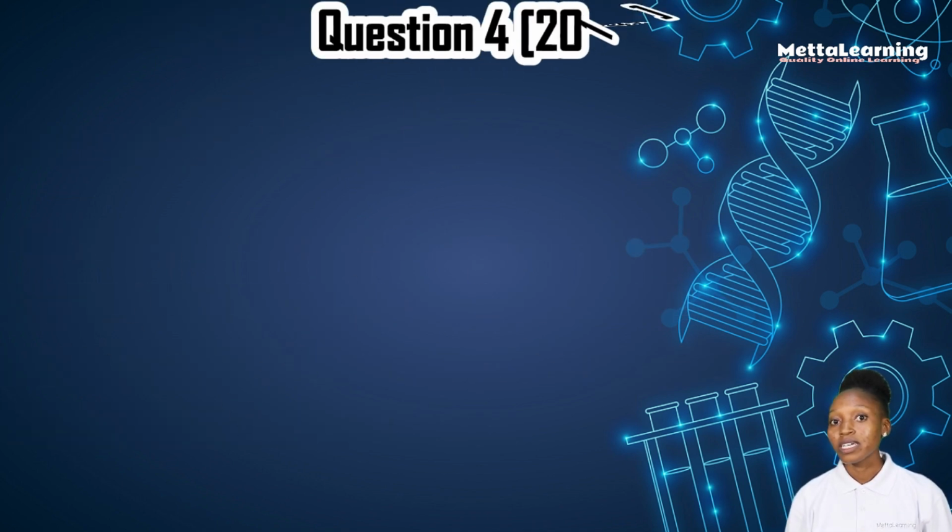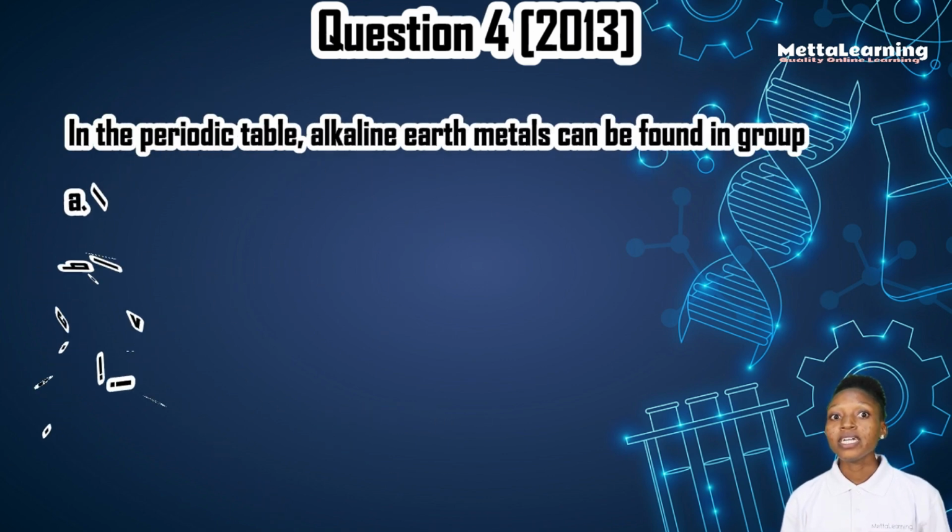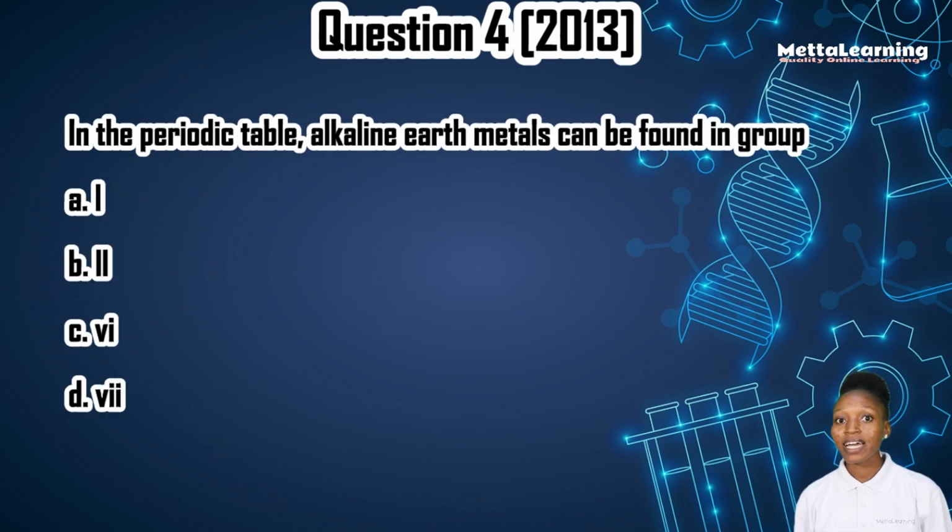Another question, year 2013, question 31. In the periodic table, alkaline earth metals can be found in A. Group 1, B. Group 2, C. Group 6, and D. Group 7. So the correct answer, obviously, to this question is B, which is Group 2.